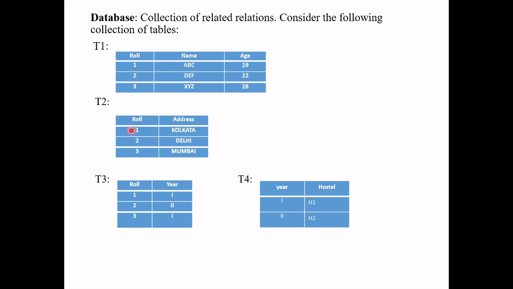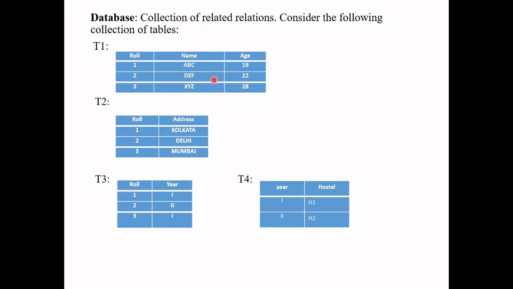In table 2 we have two columns, that is roll number and address. So here also we have three rows, that is 1, 2, 3, that is three records. Now here we have table 3 which has a roll number and year. So here we have three roll numbers 1, 2, 3 and the years. Now in table 4 we have year, that is 1 and 2, and two columns, that is year and hostel. So these four tables are collectively known as database, and these four tables are correlated, dependent on each other. So a collection of related relations.